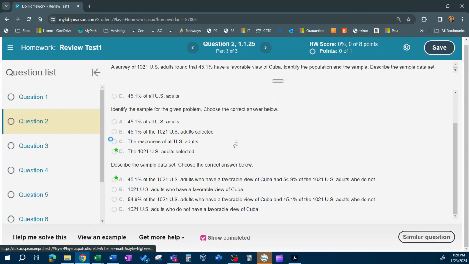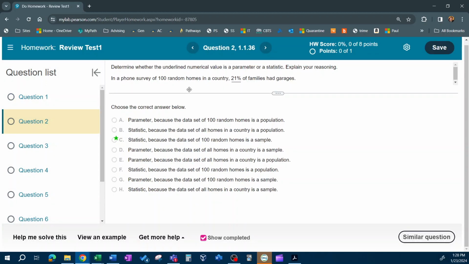Second problem here. All right, so here again, looking at the numbers, there's the 21%. Is that coming from the population or is it coming from the sample? In a phone survey of 100 random households in the country, 21% of families had garages. That number is based on this sample, so therefore it's a statistic. Otherwise, it would have been a parameter. All right, so parameter always goes with population. Statistic always goes with sample. Anything that says statistic and population is automatically wrong. Okay? Or parameter and sample, that's automatically wrong. Okay?